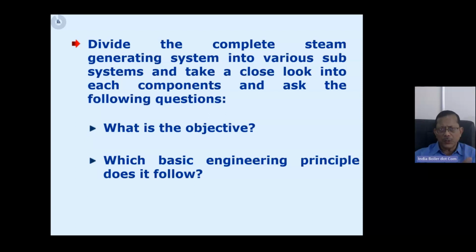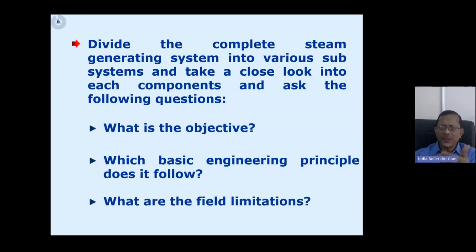And once you know this, you know what the parameters are that indicate it is working in an ideal condition. And then you will understand what the field limitations are. Now, here comes the practical experience. If you know your system very well, if you have known your system for a long time, then you know what the limitations are.